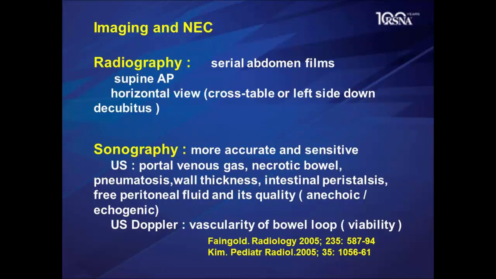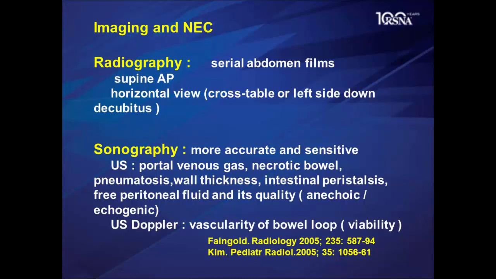So the role of imaging is either through serial radiographs to try to find out those pneumatosis, portal venous gas. Unfortunately, when you see pneumoperitoneum, ultrasound has shown really increased accuracy and sensitivity in studying the bowel loops, the pattern, its vascularity, its peristalsis, and also the quality of fluid that we see in the peritoneal cavity. Clean versus when it's echogenic. It's a really ominous sign for perforation.